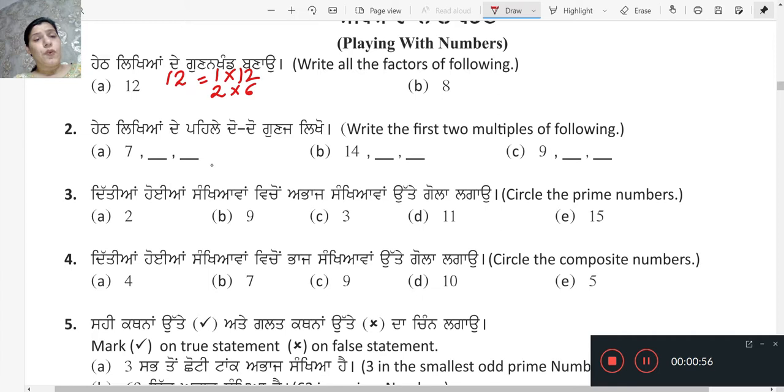Then after 2 it is 3. 12 is also divisible by 3. 12 comes in the table of 3, so we can write it as 3 4s are 12. After 3 it is 4, but 4 is already written on the right side, so you will stop at this step and you will write all the factors in the U form. That is, the factors are 1, 2, 3, 4, 6 and 12. So these are the factors of 12.